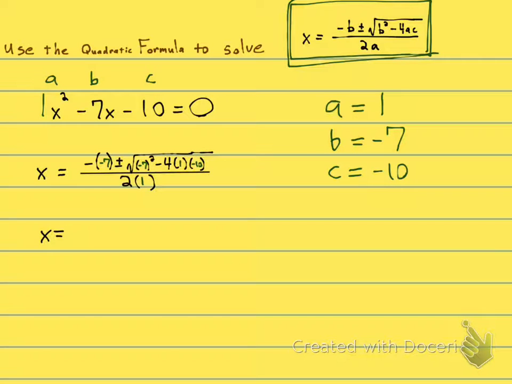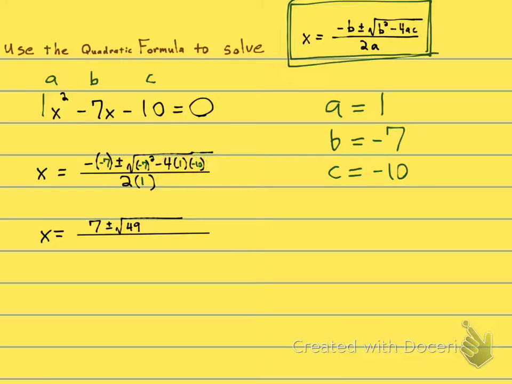Let's use some calculation to put this together. So I have the opposite of -7 right here. Opposite of -7 is +7, plus or minus the square root of, here we have -7 squared, which is 49. If you put that in your calculator, make sure you use parentheses, because this is a negative times a negative, gives you a +49, minus 4 times 1 times -10.